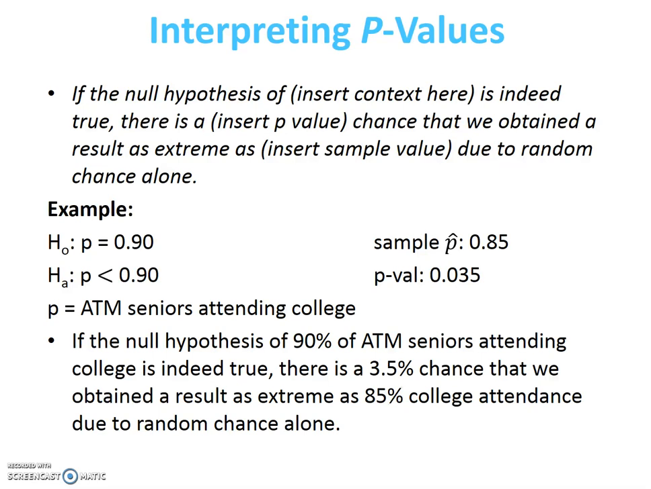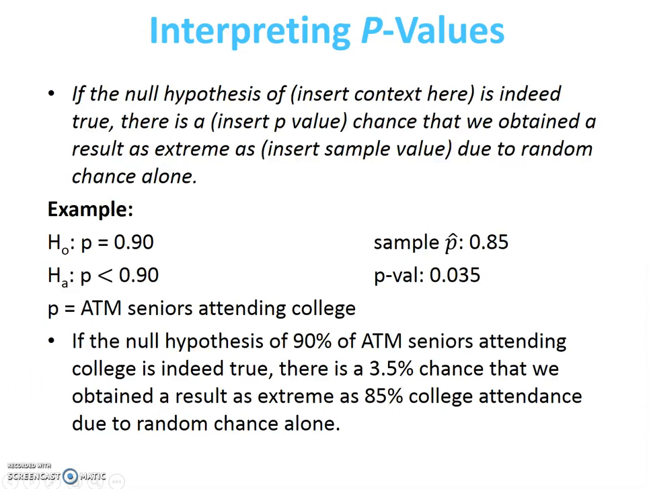So here's an example. Say your null is 0.9, your alternative is that your proportion is less than 0.9, your sample p-hat was 85%, and your p-value is 0.035, where p is the proportion of seniors attending college at a certain school. So, if the null hypothesis of 90% of these seniors attending college is indeed true, there is a 3.5% chance that we obtained a result as extreme as 85% college attendance due to random chance alone.